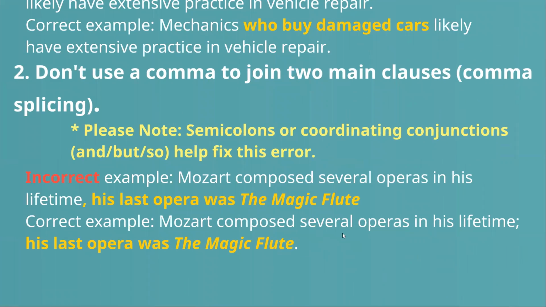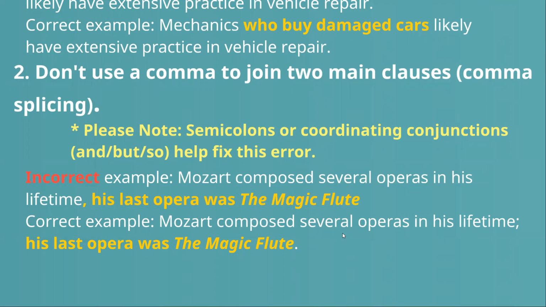Moving forward with don't rule number 2. Don't use a comma to join two main clauses. This is also called comma splicing. That might be a term you're a little bit more familiar with. And let's go ahead and look over our examples here. The sentence reads, Mozart composed several operas in his lifetime. His last opera was The Magic Flute.